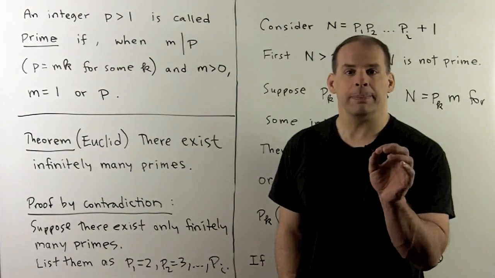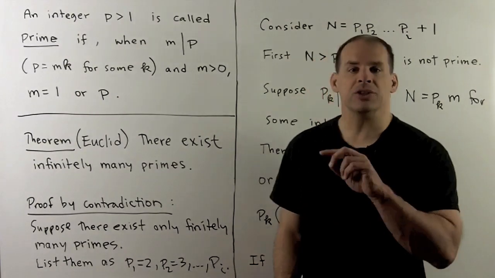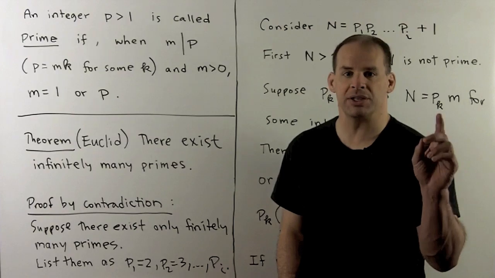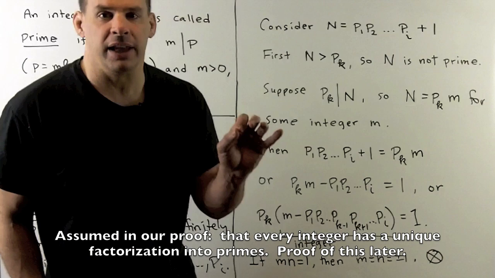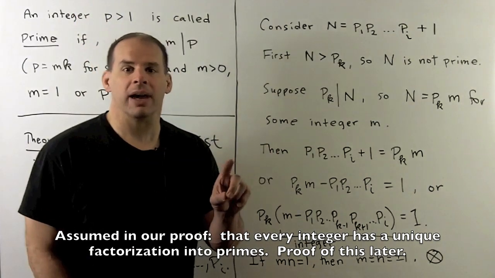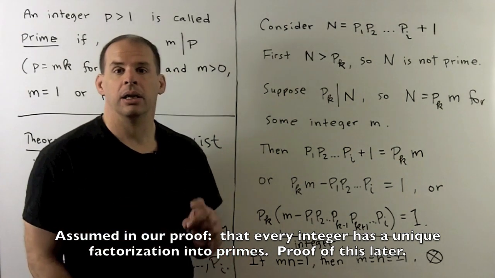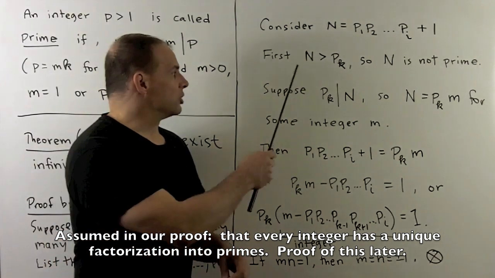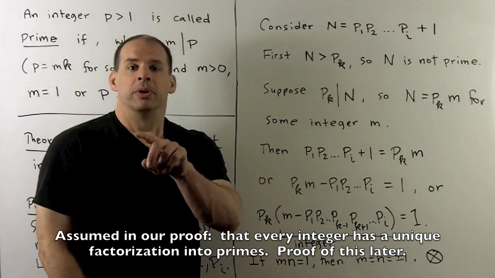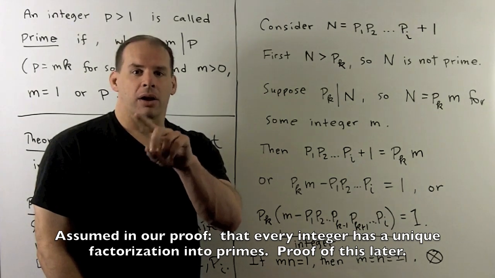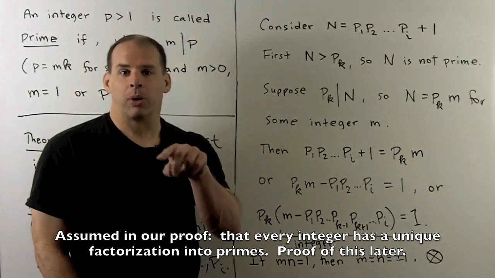Now, because there are finitely many, I can list them. So I'll have p1 equals 2, p2 equals 3, and so on until we get to the last prime, which is p sub I. For our next step, we're going to take that finite list, multiply all the primes together, and add 1. So I'll call that number n. Now, first thing to note, n is strictly bigger than any of our primes. If I take a positive integer, multiply by another positive integer that's greater than 1, then add 1, that's going to be bigger than the prime that I used.